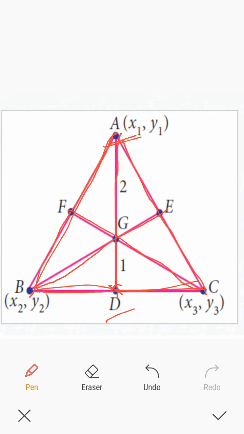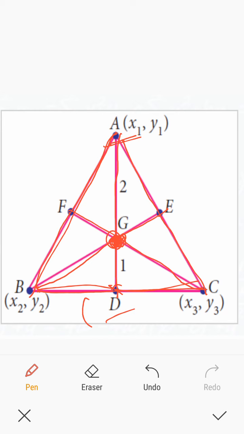So median is the line segment joining one vertex and the midpoint of the opposite side. And what about the centroid of a triangle? G is the centroid. Centroid is the meeting point of all three medians of a triangle, or the point of concurrency of the medians of a triangle. Now we have to derive a formula for finding the coordinates of G, the coordinates of the centroid.